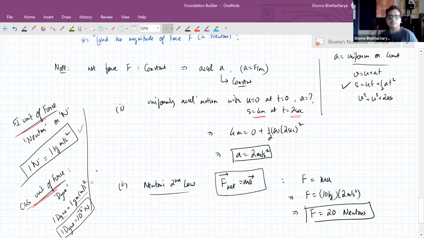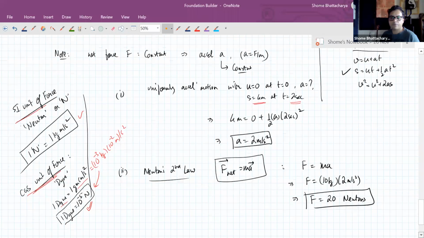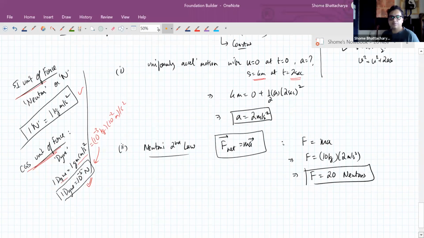So as you know, 1 gram is 10 raised power minus 3 kg, or 1,000th of a kg. 1 centimeter is 1/100th of a meter. So that's how this becomes 10 raised power minus 5. So this conversion also you should remember. Generally, we will be solving questions in SI system only, but in case you have a question where the data is in CGS, you should know how to convert. Okay, let's look at our next example.